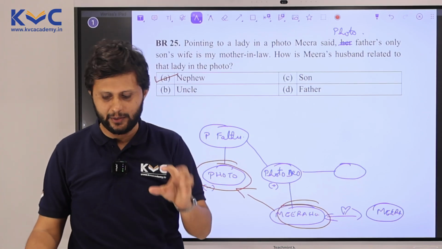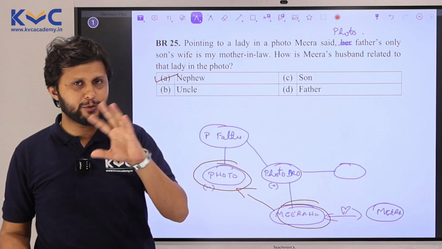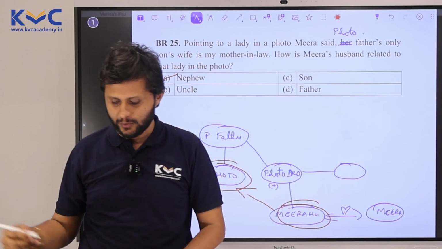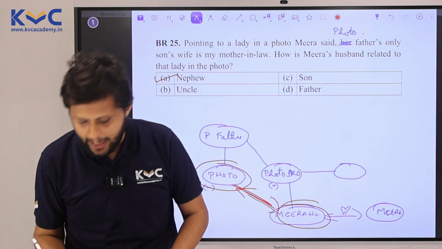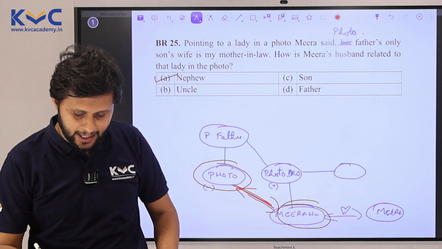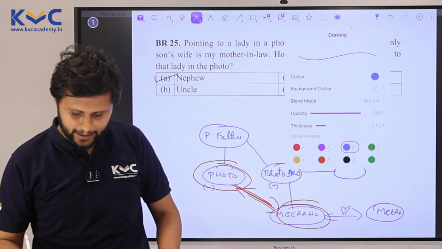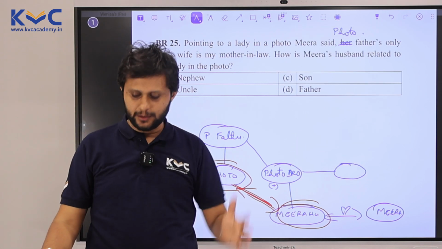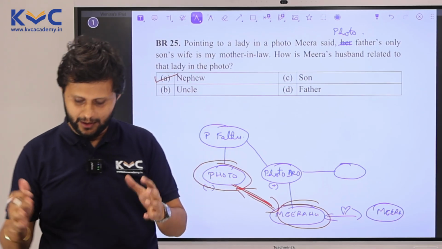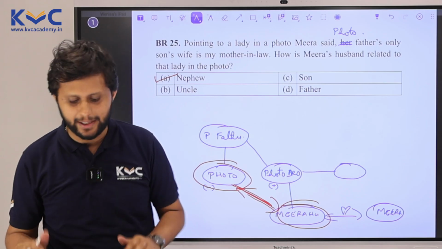Also, it cannot be uncle even if you are seeing the other way, because the photo is a lady. So we are seeing from photo's point of view, downwards the relation is going this way, and the answer is nephew. That's question number 25. You can go back to the solution again. If you are finding it a little confusing, you can watch it again and again till you get it right.